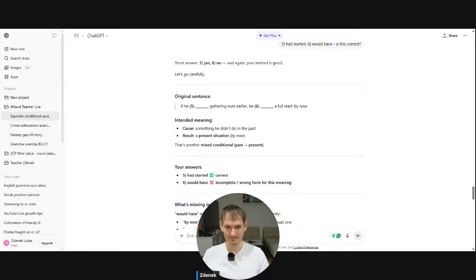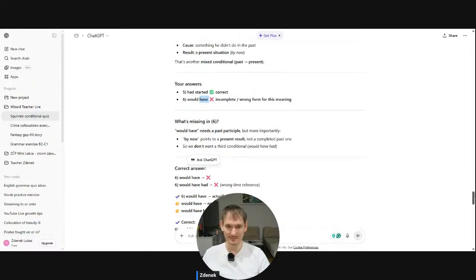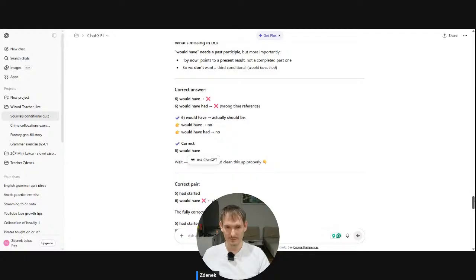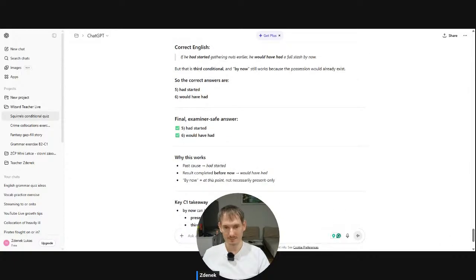Yeah, but it's not the third conditional, you see. Now it's thinking that I should use third conditional, which definitely is done in this kind of way, would have, and a verb in past participle. But I was thinking I was using have as the lexical verb, as the main verb, because I thought we are doing mixed conditionals again. Come on. Would have had, but that's just, yeah, but by now, doesn't that refer to the present? Hence, this is a mixed conditional. 3 plus 2.